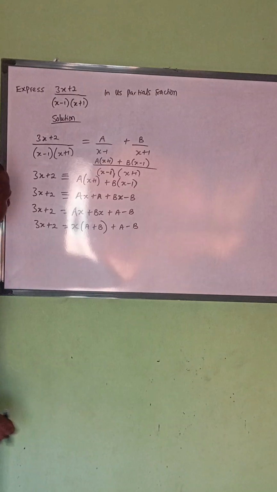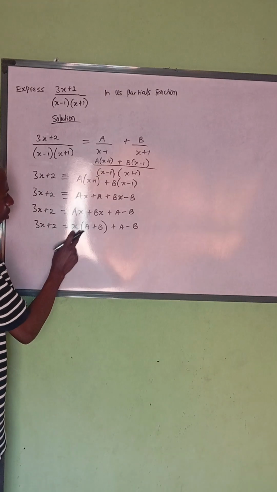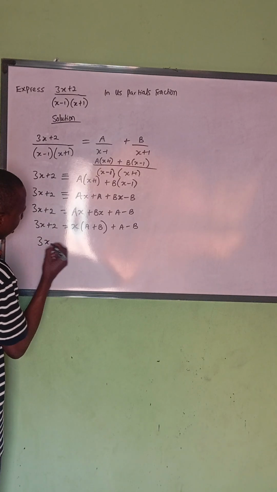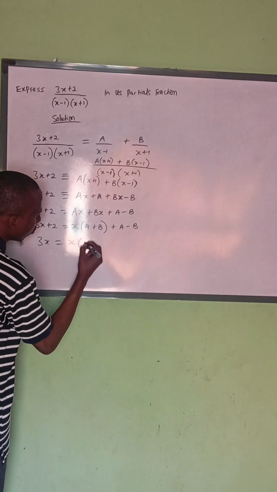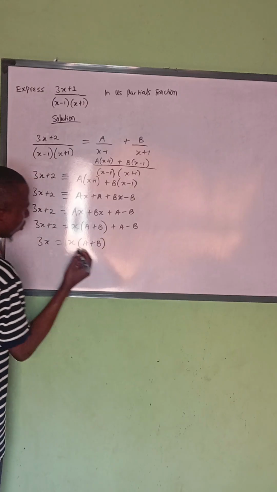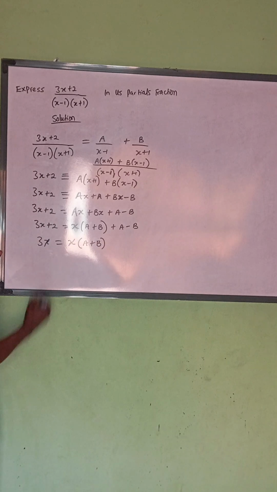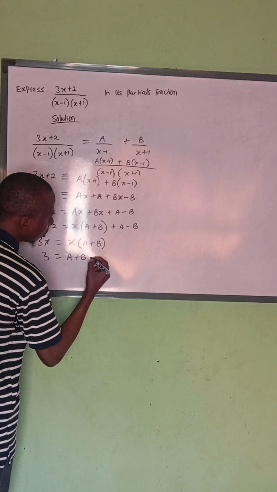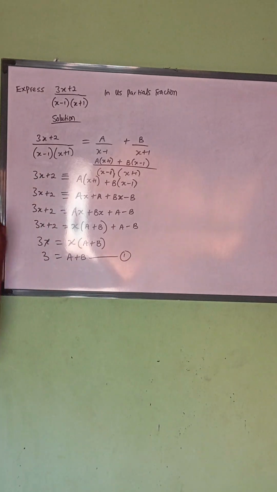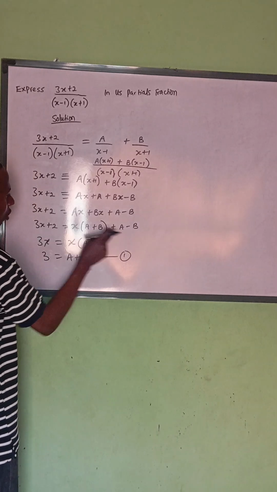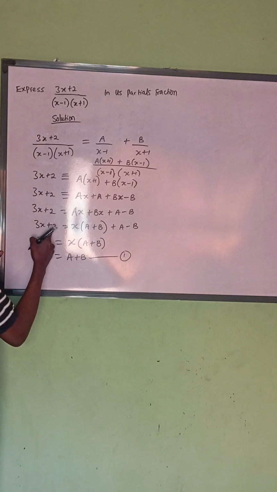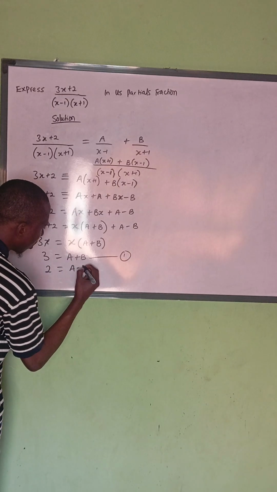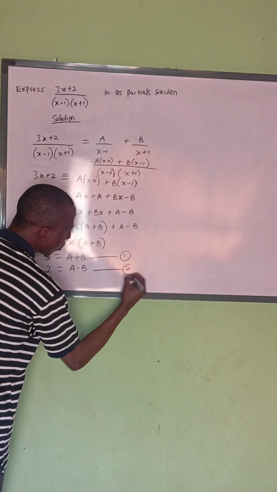Now let's compare the coefficients. This one has the coefficient of x, and this one has the coefficient of x. So we have 3x equal to x into A plus B. This x can cancel this x here. We have 3 is equal to A plus B. Let's call this equation 1. Now let's compare the constant terms. A minus B will be equal to 2 because it's a constant number. So 2 is equal to A minus B. Let's call this equation 2.